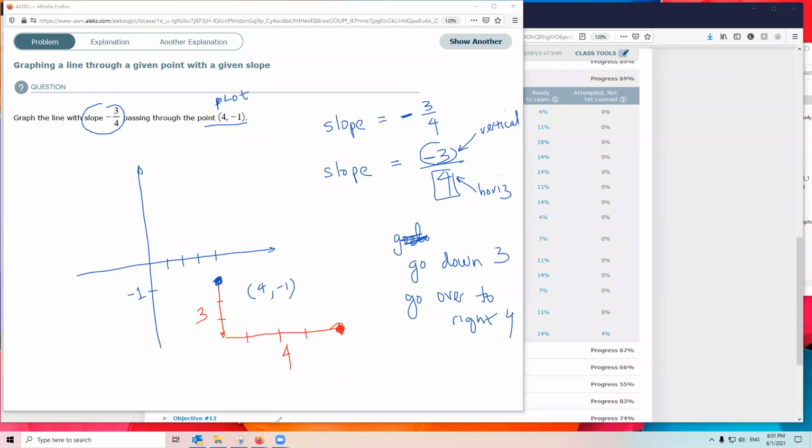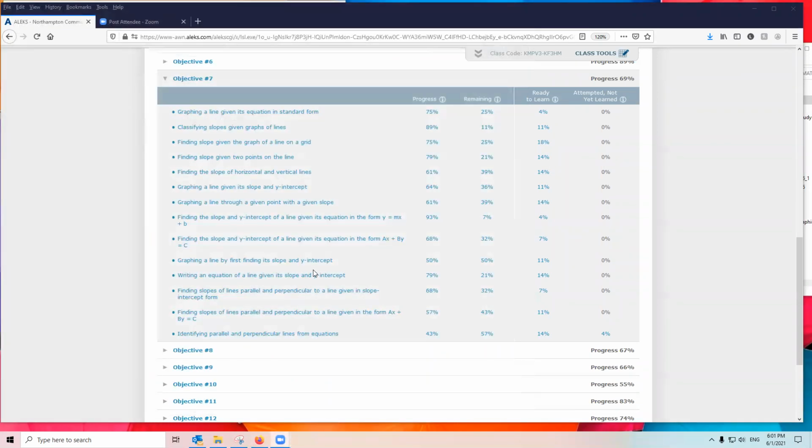So I used the slope to get me a second point. The slope was -3/4. The -3 says go down 3. So I went down 3 and then over to the right 4. Here's the red dot. Connect these 2 points. That should be the graph of the line. Notice how this line goes downhill, and notice how the slope is negative. That makes sense. Remember, if the slope is negative, the line should be going downhill from left to right. All right, let's do a couple more.